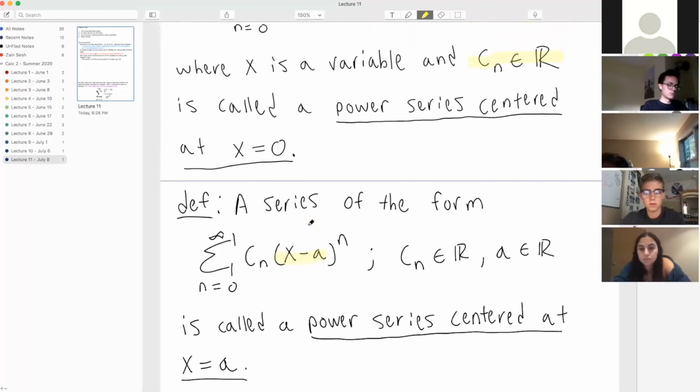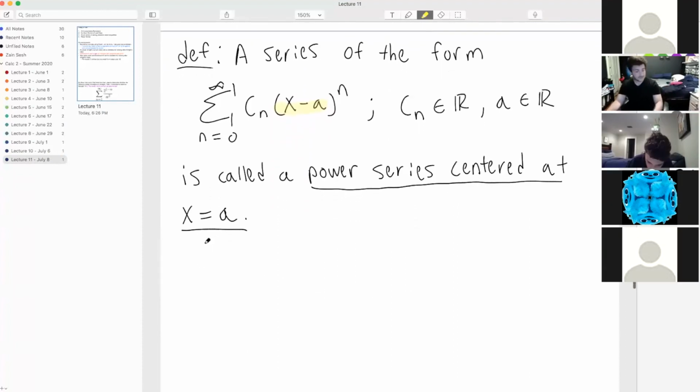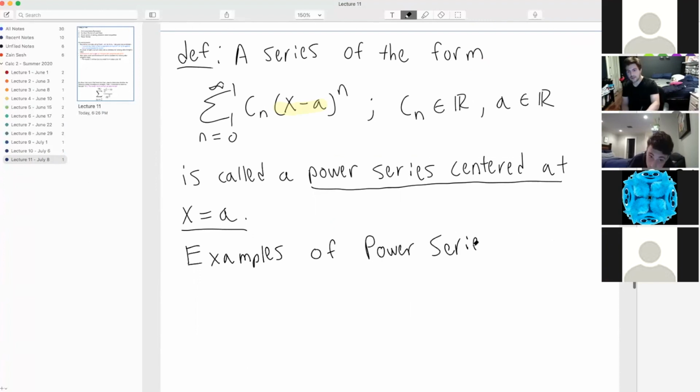All right, so here are the definitions. I think it would be good to just look at a few examples, so we get a little familiar with what these things look like in practice. So examples of power series. Let's just look at three quick examples.